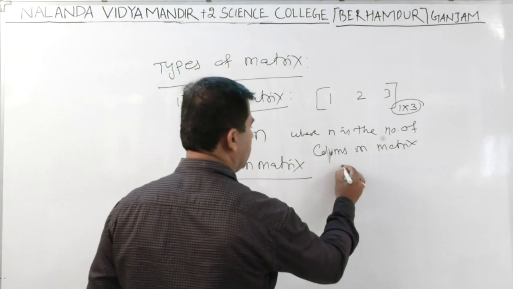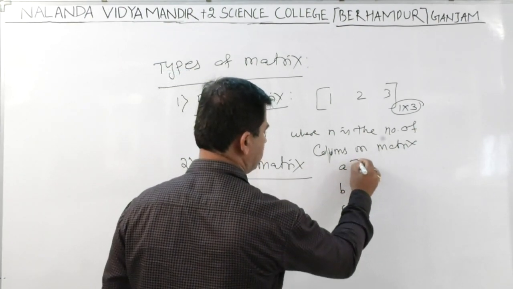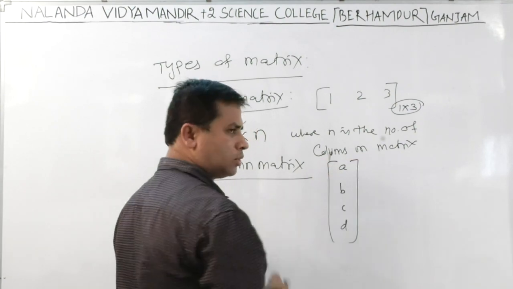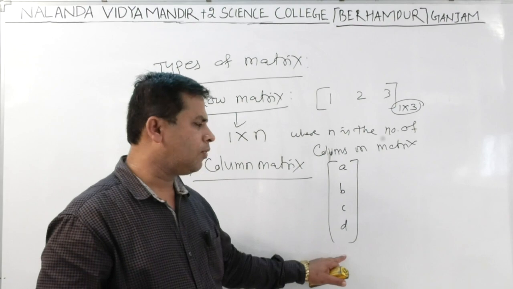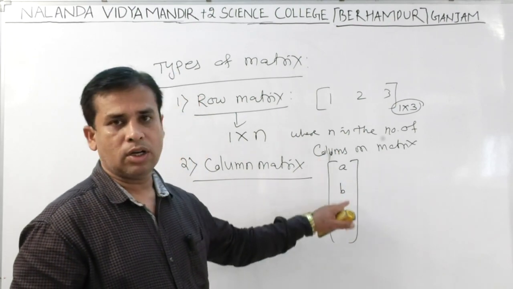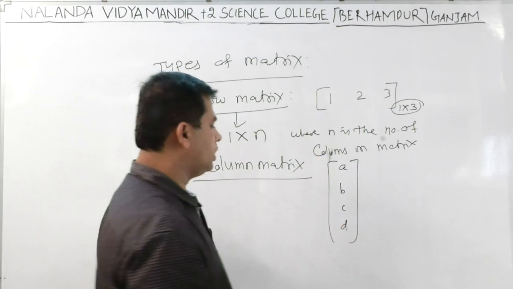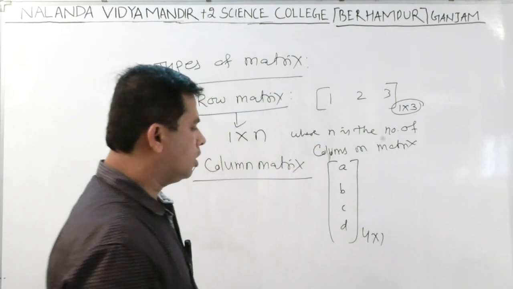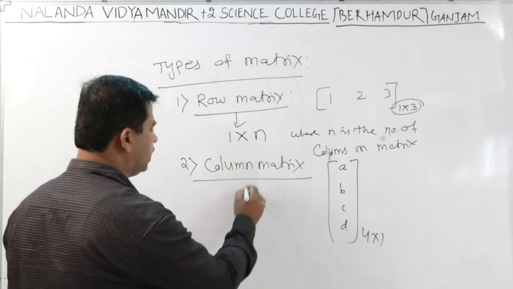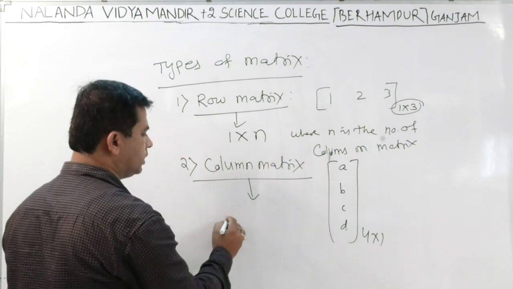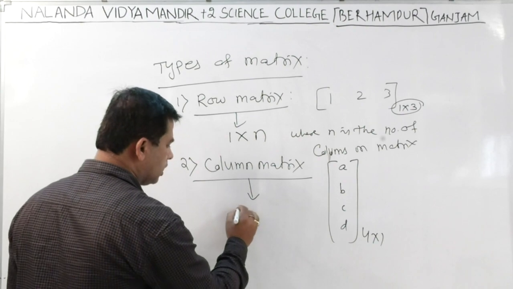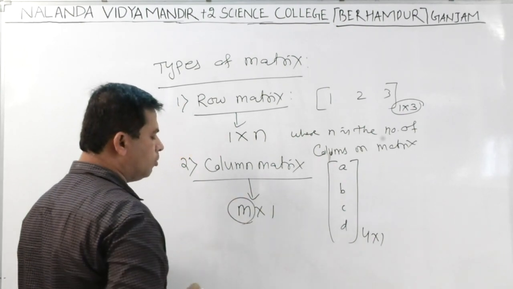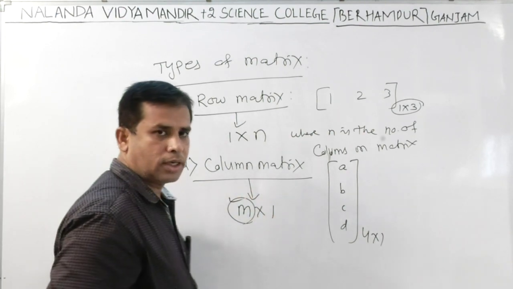For example, A B C D. In this matrix there are 4 rows and only one column. This matrix is known as a column matrix, and the order of this matrix is 4 cross 1. The general form of a column matrix is m cross 1, where m is the number of rows in the matrix.